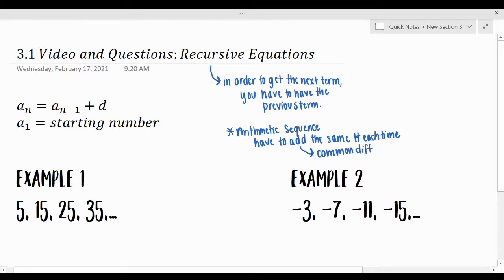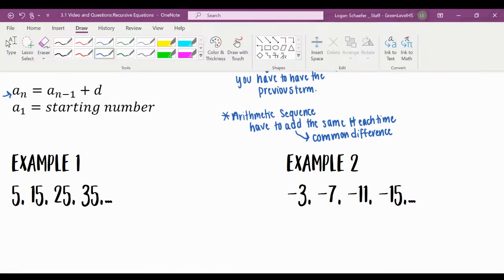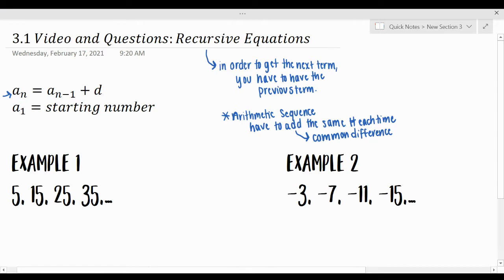Okay? So I do want to go through the two pieces you need for an arithmetic equation. The first thing you need is your statement. So we have a sub n is equal to a sub n minus 1 plus d. So let's break apart what this actually means. A sub n is your next term. A sub n minus 1 is your previous term. And d is your common difference.